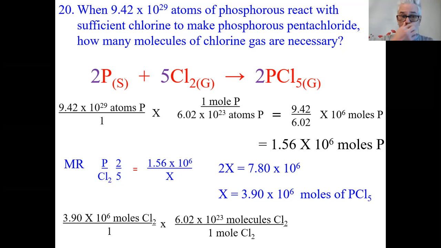So 1 mole goes on the bottom. So we have to multiply these gigantic numbers times more gigantic numbers. I don't even know how I'm going to squeeze the answer in here. Let's see what we got.